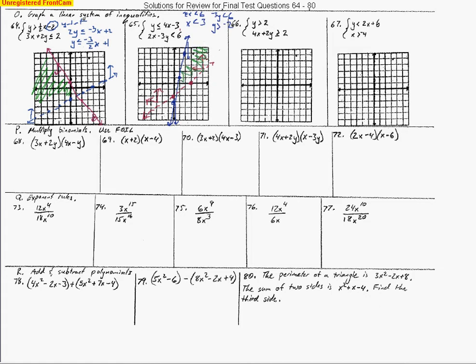Well, the next one has a y but no x. And so what this means is that the y-intercept is 2. And it means that all y values are 2. So it's going to be a dashed line going horizontal.